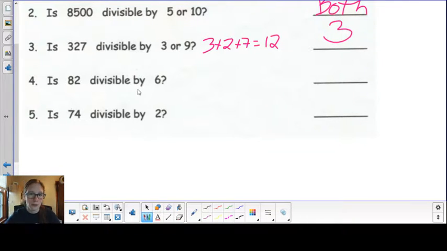What about 82? Is it divisible by 6? Well, 8 and 2 give me 10. So it's not divisible by 3, but it is divisible by 2 because it ends in a 2 and it's even. So because it is not both, the answer is no. And then is 74 divisible by 2? Yes, because it ends in a 4. 4 is even.